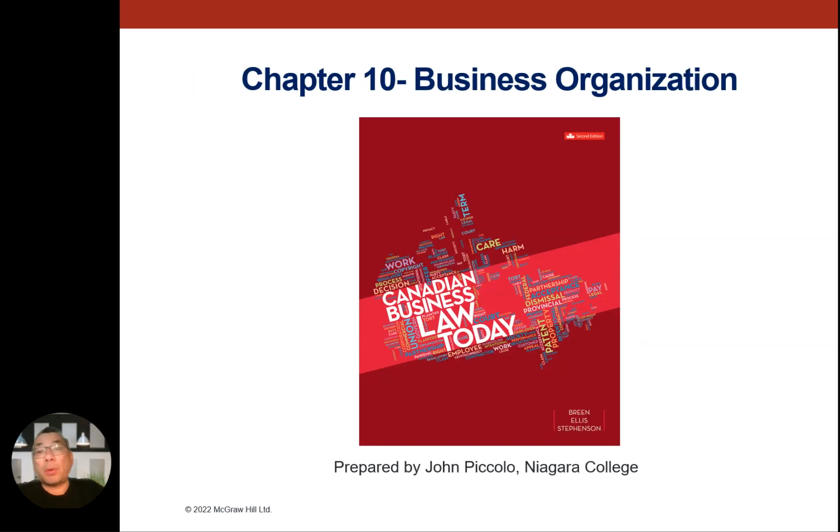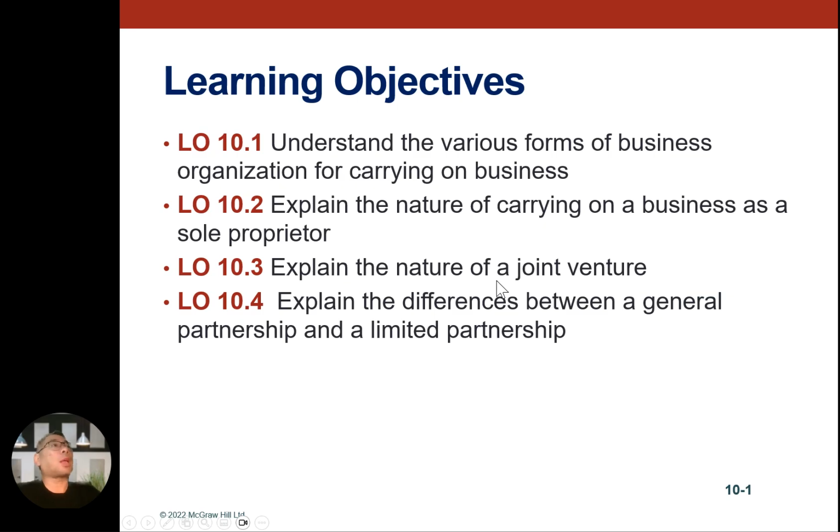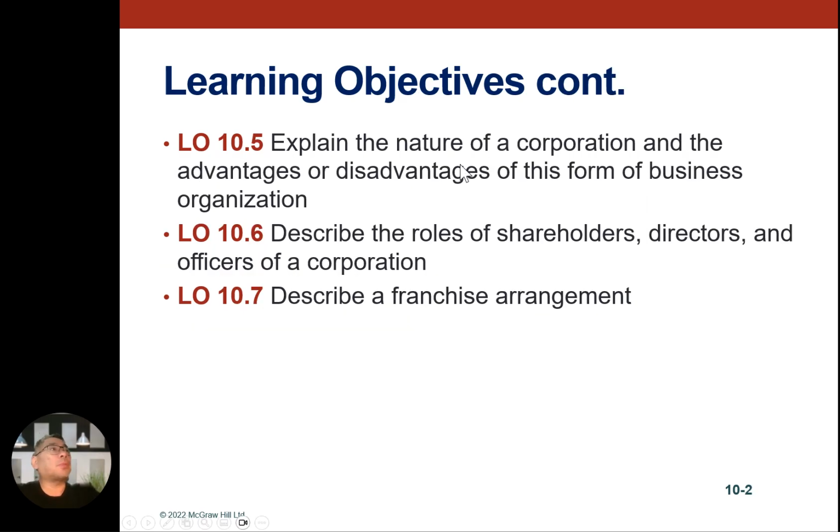There are quite a number of learning objectives, seven of them. Number 1, understand the various forms of business organization and carrying on business. Number 2, explain the nature of carrying on a business as a sole proprietor. Number 3, explain the nature of a joint venture. Number 4, explain the difference between a general partnership and a limited partnership. Number 5, explain the nature of a corporation and the advantages and disadvantages of this form of business organization. Number 6, describe the role of shareholders, directors, and officers of corporations. Number 7, describe the franchise agreement.